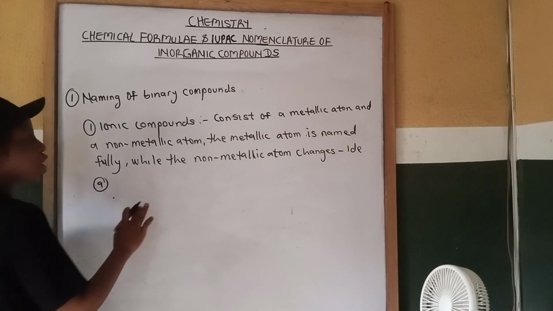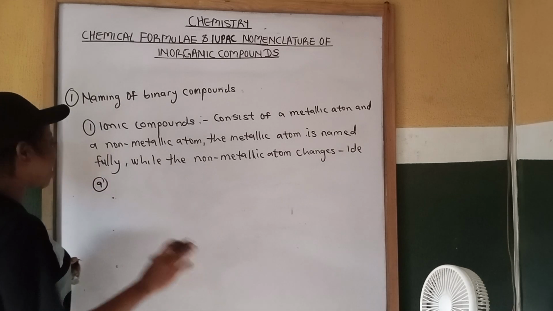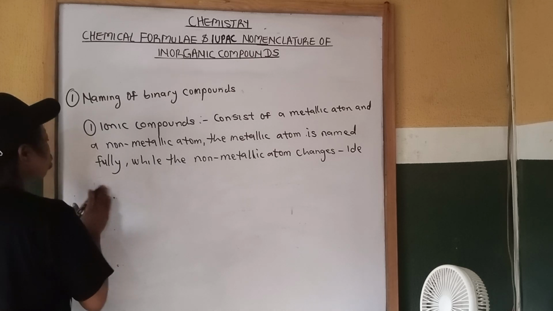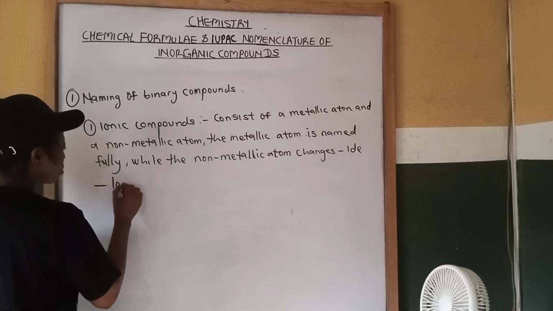So the first one is ionic compounds of group 1 to 3 elements. So B is ionic compounds of transition elements.